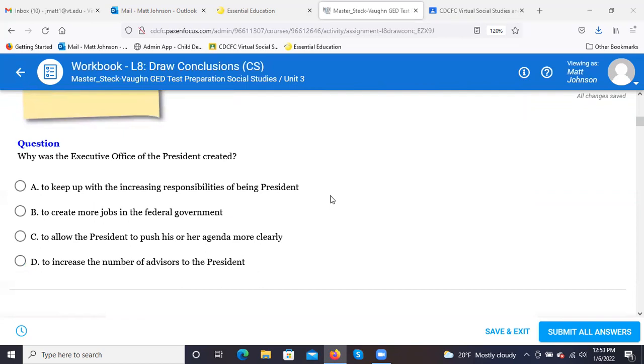Okay, why was the Executive Office of the President created? A, to keep up with the increasing responsibilities of being president. B, to create more jobs in the federal government. C, to allow the president to push his or her agenda more clearly. Or D, to increase the number of advisors to the president. Is it A? Yeah, A.